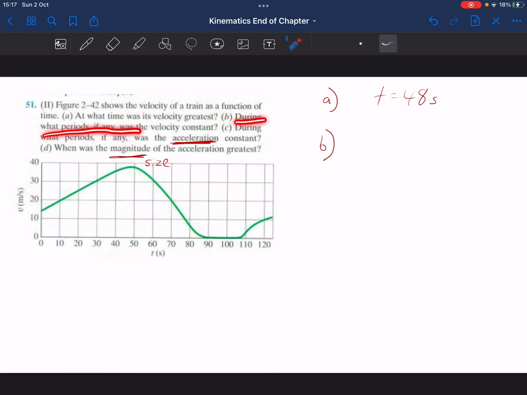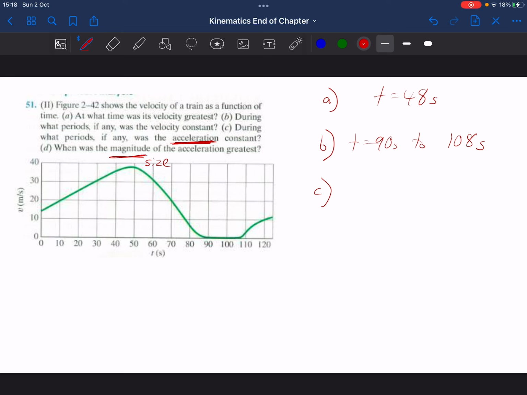During what periods, if any, was the velocity constant? Okay, constant velocity, we would expect a flat line. So the only place that I can see on here a flat line would be this piece here. So that is when the velocity was constant. So we'll call that t equals 90 seconds. We'll call it 108 seconds. Again, if you're off by a second or two, I would probably forgive you.